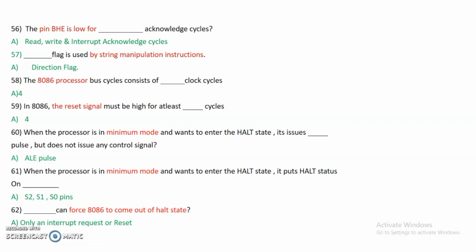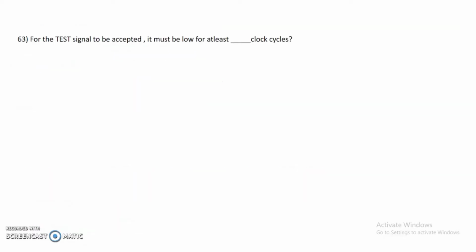Bit number 62. Dash can force 8086 to come out of HALT state. The answer will be interrupt request. Only an interrupt request, or reset also, can force the 8086 to come out of the HALT state.